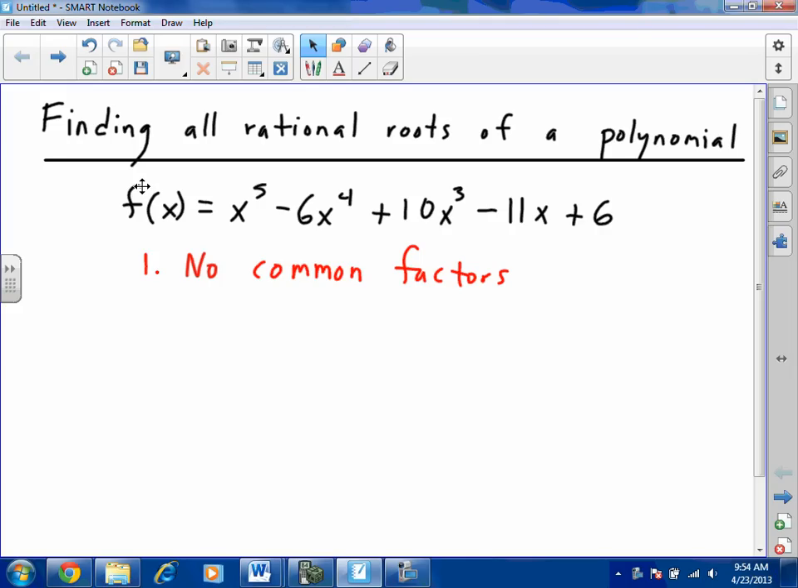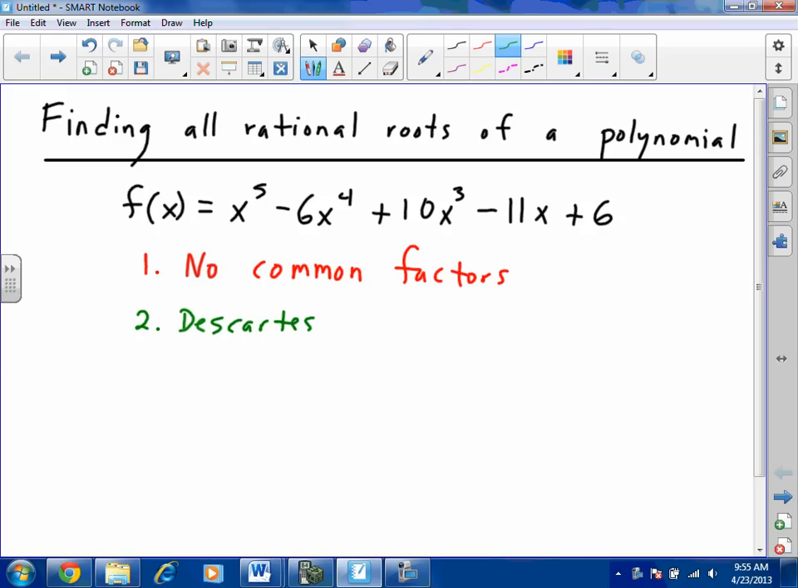Okay, the next thing we're going to do is called Descartes' rule of signs. This is our old friend Rene Descartes, who of course came up with the Cartesian coordinate system, right? So Descartes' rule of signs. And Descartes' rule of signs is simply a way to figure out how many positive and how many negative possible zeros you have for this function. It does not tell you the value of the zeros, it just tells you how many zeros there are.